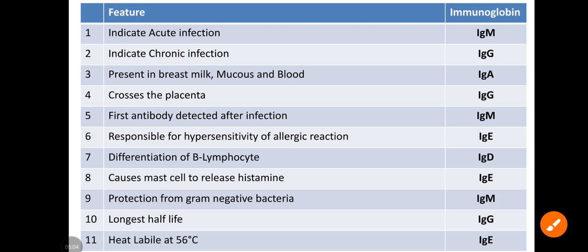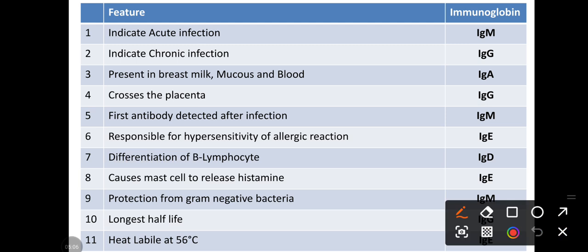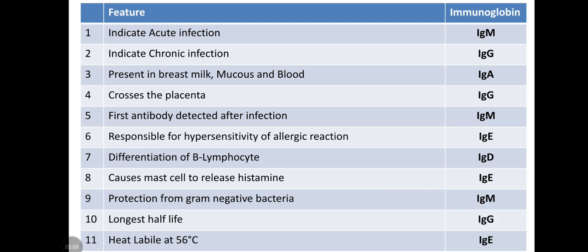The next, protection from gram negative bacteria, that is IgM. Done. Next, longest half life. Just as we have seen, IgG has the longest half life, and what is the shortest half life? I didn't mention it here, but the shortest half life is with IgE, and the heat labile at 56 degrees Celsius, that is your IgE. Okay, so these two tables, the previous one and this one, I think are more than sufficient for your exam, so please go through those two tables.